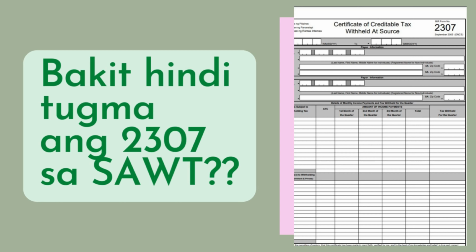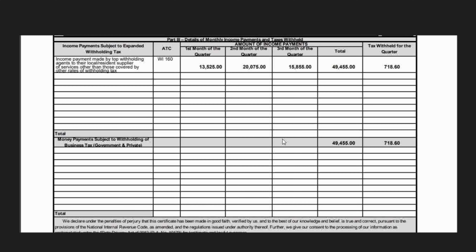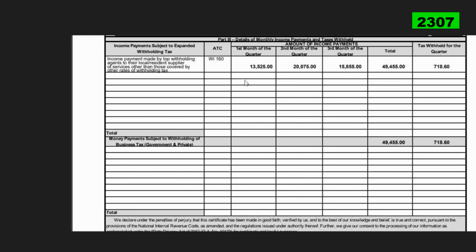So for today's video, I'm going to discuss about 2307. May nagtanong kasi bakit hindi tugma yung 2307 niya nung nilagay niya sa SAWT. Okay, for example, ito yung for the third quarter, 2307 for the third quarter. First month of the quarter, July, and then August, September. So, ito yung 2307 for the third quarter.